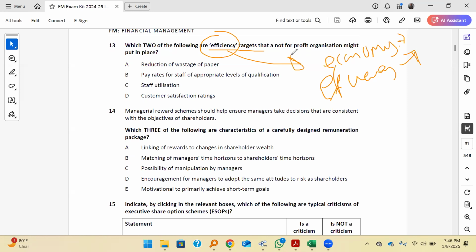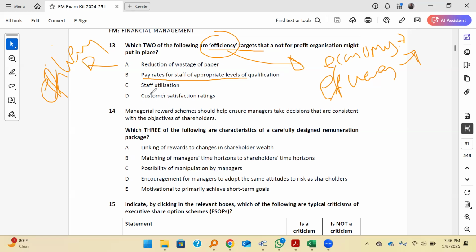And here they're asking us for efficiency. So reduction of wastage of paper, that means how are you utilizing the paper that you have? So that is efficiency. The pay rates for staff of appropriate level of qualification. This is now economy. Okay, you are looking at the cost that you are incurring. So that means that is economy.